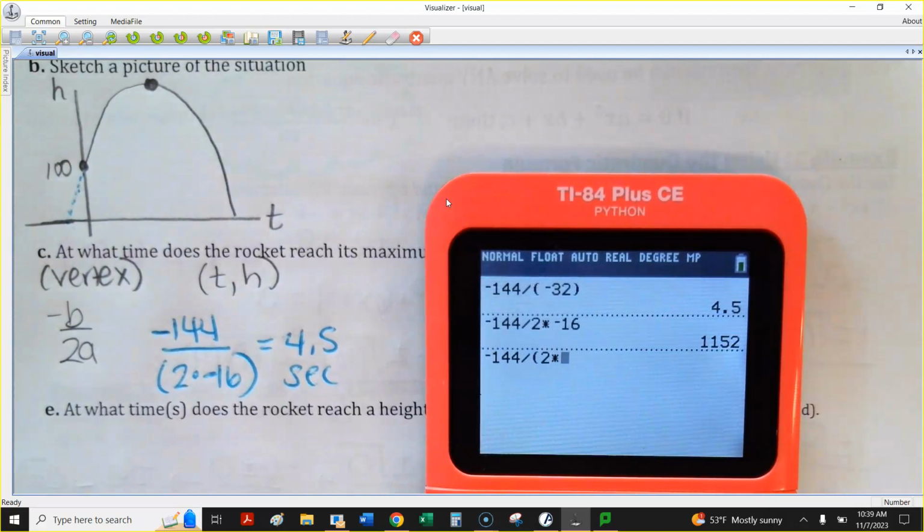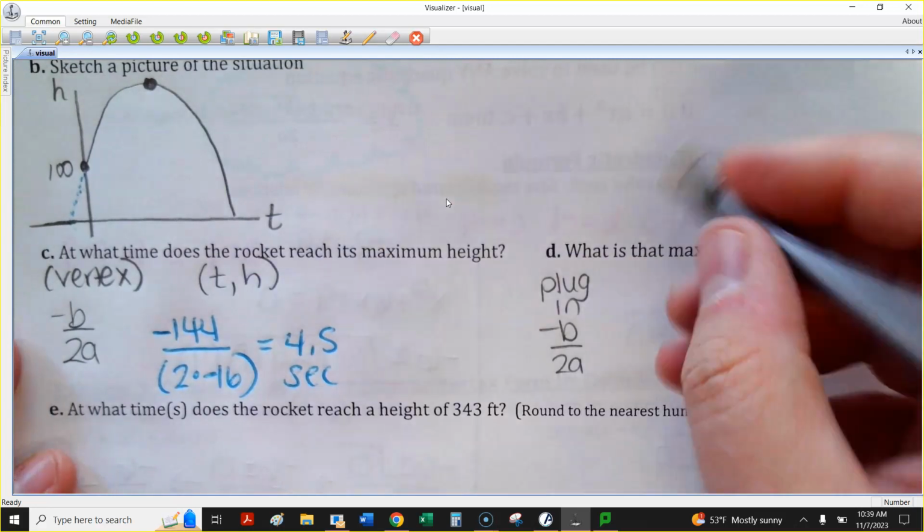Just put parentheses around the bottom of that fraction, or figure out what the bottom of that fraction is before you do the division, because that's just a little easy thing to fix. So 4.5 seconds.